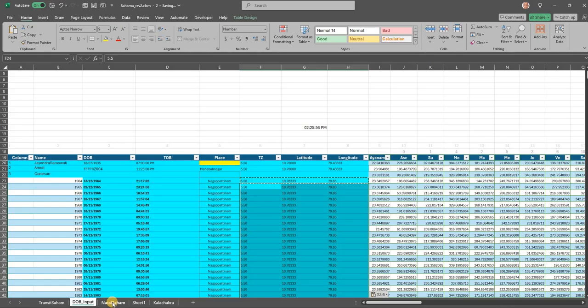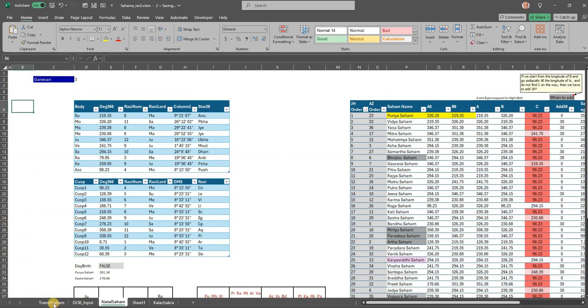Here I have created two sheets, one called Natal Saham and another called Transit Saham. Basically, they are copies of the same. You pull in what you want as natal, and similarly you pull in what you want as transit. From the DOB input sheet, it pulls in all these tables, created both for the cusp as well as the body. Of course, the cusp is irrelevant; we have it just for the namesake.